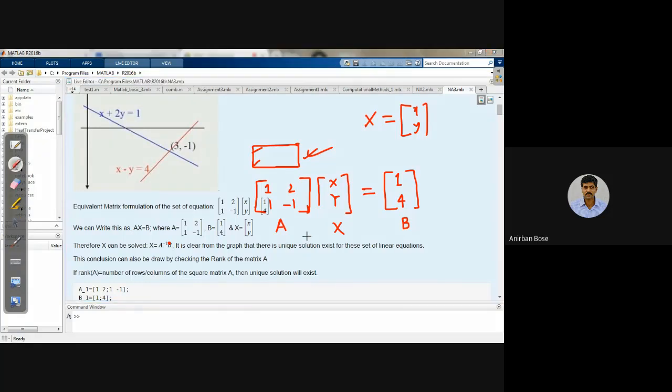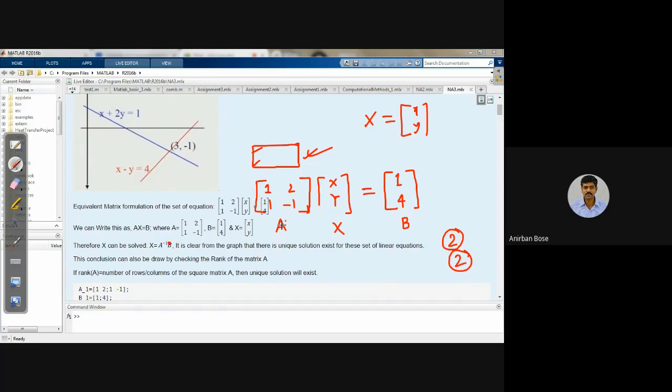Now see, in this example, the order of the coefficient matrix is clearly 2 because there are 2 rows and 2 columns. And if you find out the rank of this matrix A, then that rank will again be 2. So if you find that the order of the square matrix, which is basically the order of the coefficient matrix, remember the coefficient matrix must be a square matrix, is the same as the rank of that coefficient matrix, then a unique solution must exist.